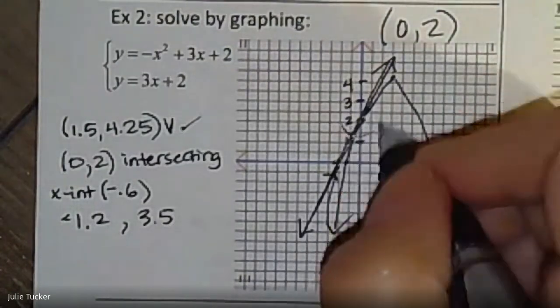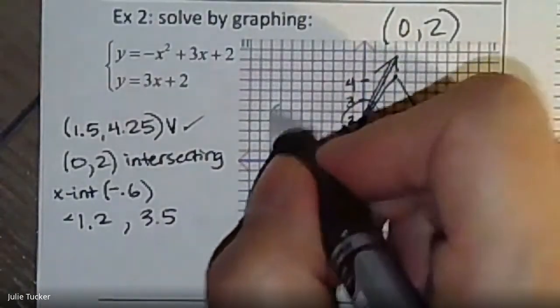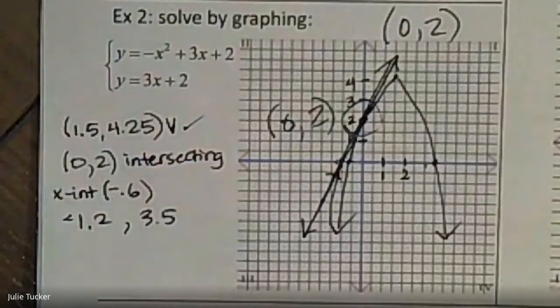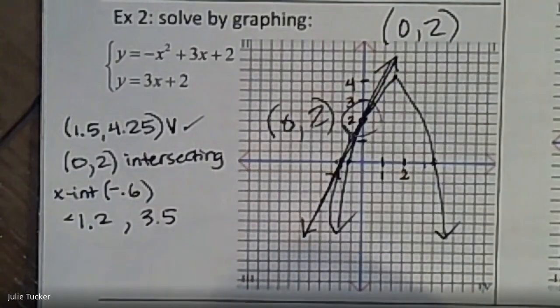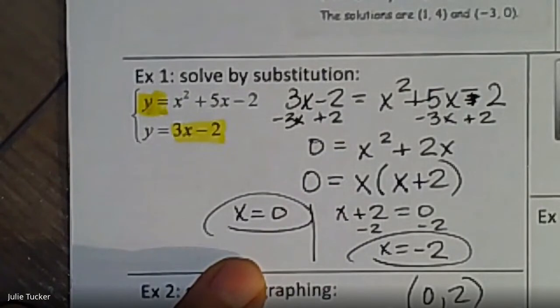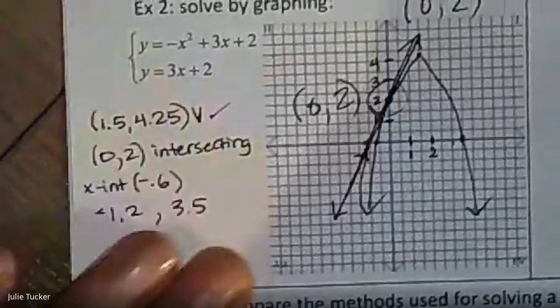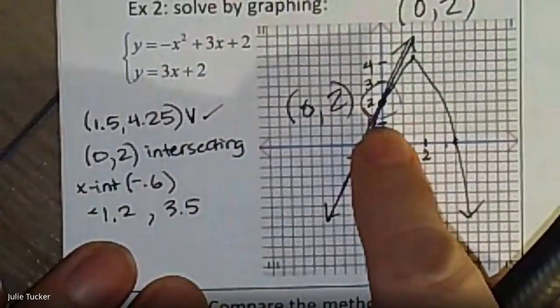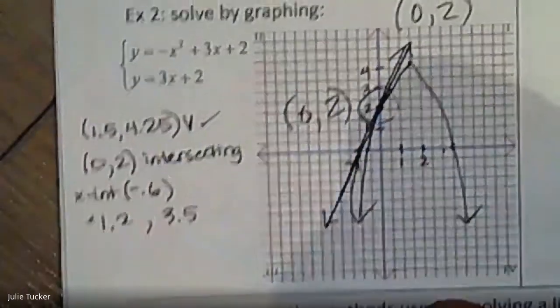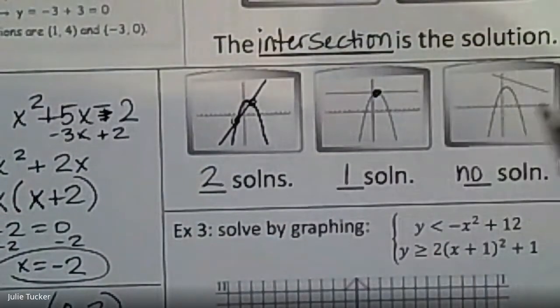And the solution is the point where they intersected. And the coordinates there are 0, 2. So the solution is 0, 2. Okay. So that's really all there is to it. You either do substitution and solve the quadratic equation that you get from doing the substitution, or you make a graph in Desmos and you find where it's intersecting. And sometimes it will have one intersection. It could have 2 intersections. It could have no intersection.